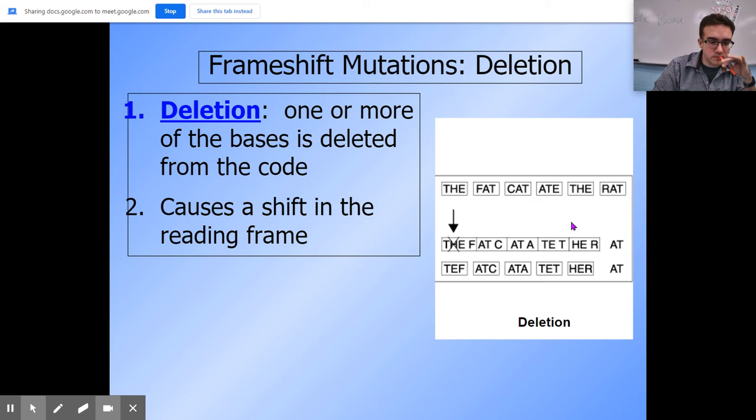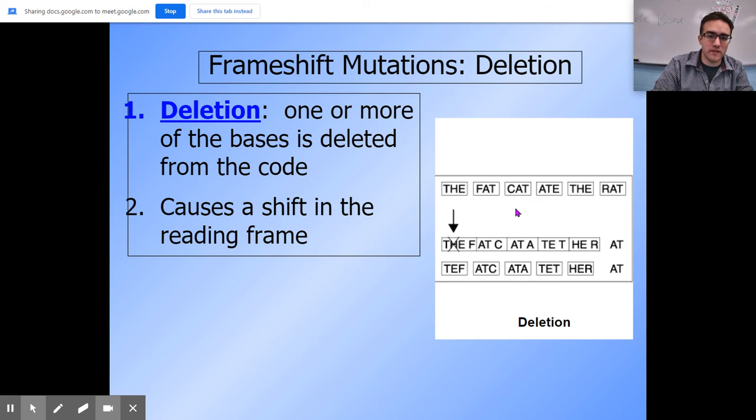Groups of three, wonderful. But if we delete this H, we then change the whole reading frame because we have to have these groups of three. So then it becomes this, TFA CAT ATE THE RAT, which is completely unreadable. It makes no sense. So in a deletion, all of these are going to produce different proteins or different amino acids than what was originally made. So you may get an entirely different protein to occur, or the protein just may not occur. It depends on where the deletion occurred.